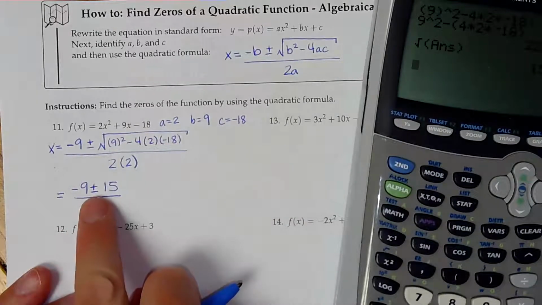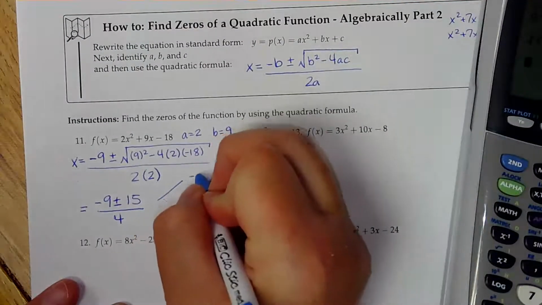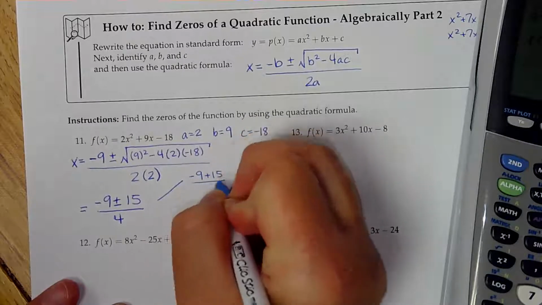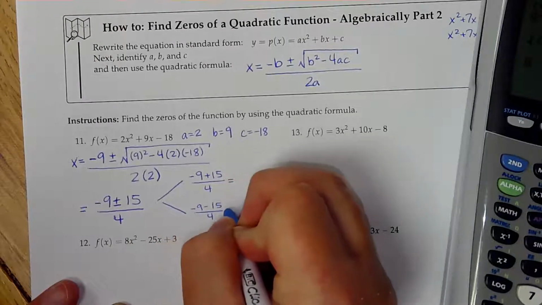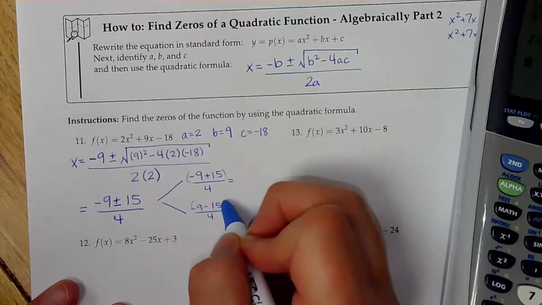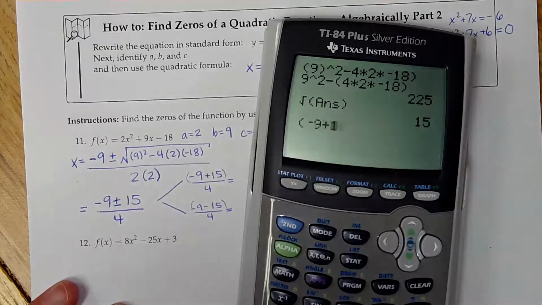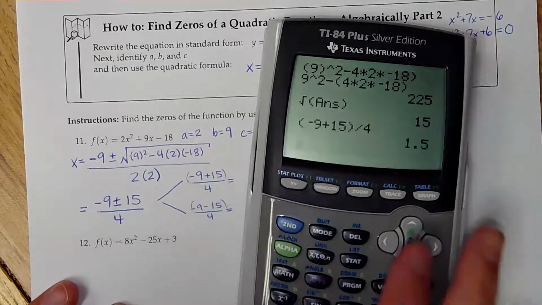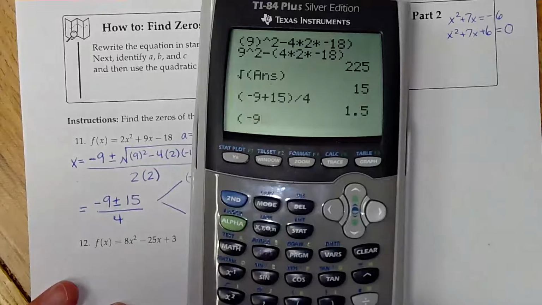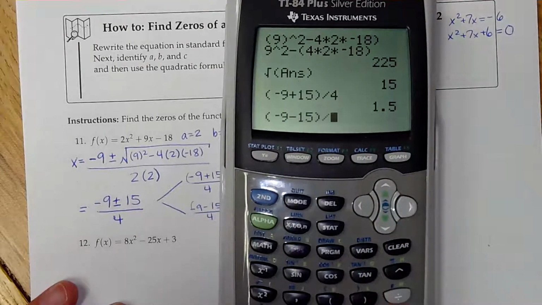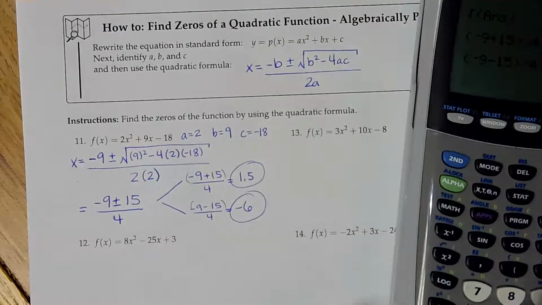And now let's talk about this plus or minus part. So we're actually going to do 2 calculations here. One of those is going to be -9 plus 15 over 4. And the other one is -9 minus 15 over 4. You do want to put that numerator in parentheses so that your calculator gets that all in there correctly. So I have -9 plus 15 divided by 4. So 1.5, and -9 minus 15 in parentheses divided by 4 gives me a -6. So these are my two zeros, 1.5 and -6.